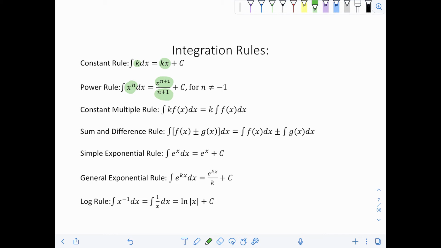But with all of these rules, because we've done so much more with derivatives at this point, I think the best strategy is, once you've gone ahead and integrated, to just check it by taking the derivative to see if you get back to where you had started.